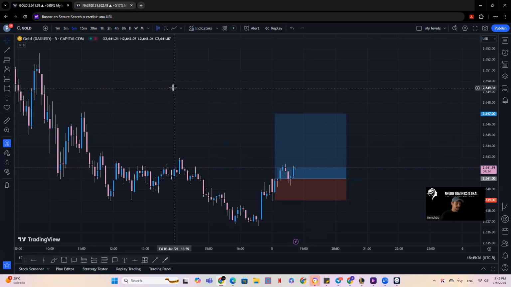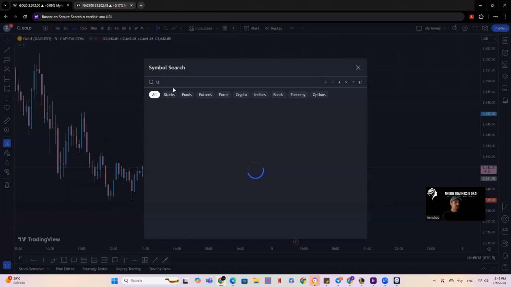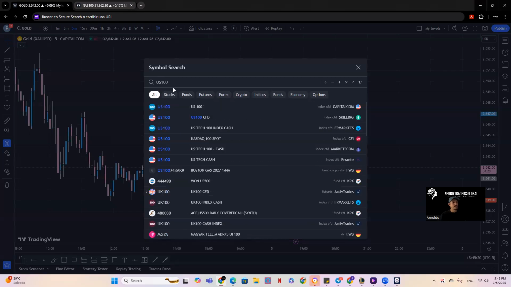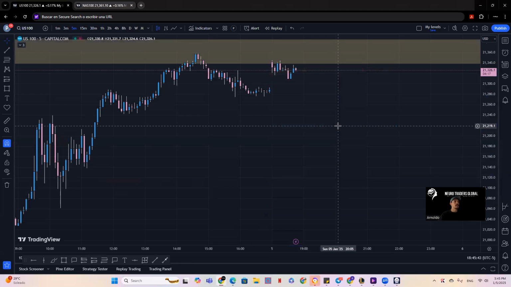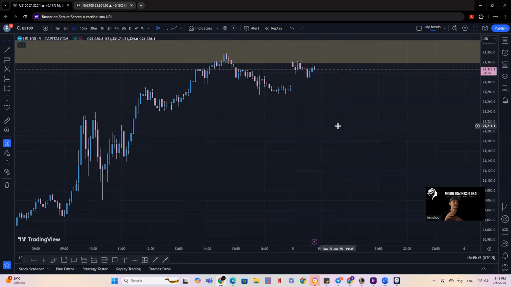Okay. So for Nasdaq, we're going to search US 100. And you can see here we have different options: Scaling, FP Markets, CFI, Markets.com, Capital.com. We're going to choose the one that says Capital.com. Okay, so why is this? We're using this because this is the chart that I found that is closest to an FTMO trading account.